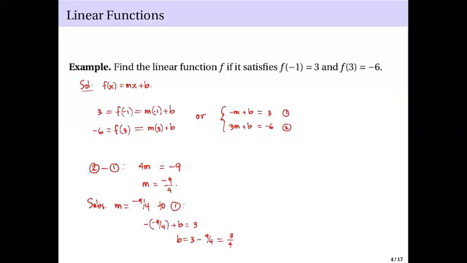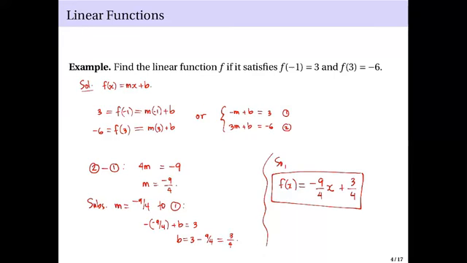Question so far? And therefore, we now have the function f of x. So let's just write it here. f of x is equal to mx plus b. M is negative 9 over 4, so you have negative 9/4 x, and then b is 3/4, so you have plus 3/4. So this is the desired function.